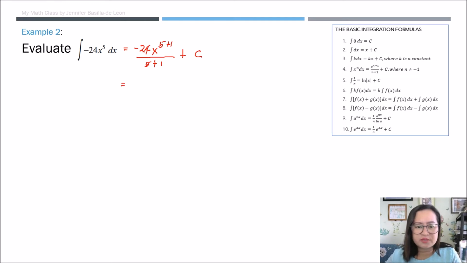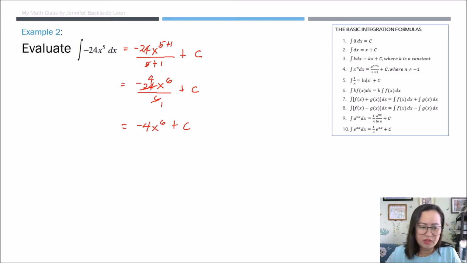Now simplifying the expression, we will have negative 24x raised to the 6th power over 6 plus c. We can cancel the GCF of 24 and 6, so we divide each number by 6. 24 divided by 6, we will have 4, and then 6 divided by 6 is 1. Simplifying further, we will have negative 4x raised to the 6th power plus c.